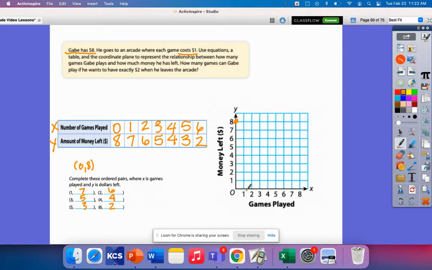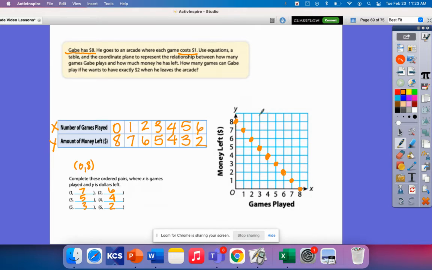Now, if Gabe played 1 game, he has $7. 2 games, he has $6 left. 3 games, $5. 4 games, $4. So you kind of see a pattern here. And if he played 8 games, he would have no money left. He would have $0. Something that you can notice is that we aren't connecting these dots, but it is going down.